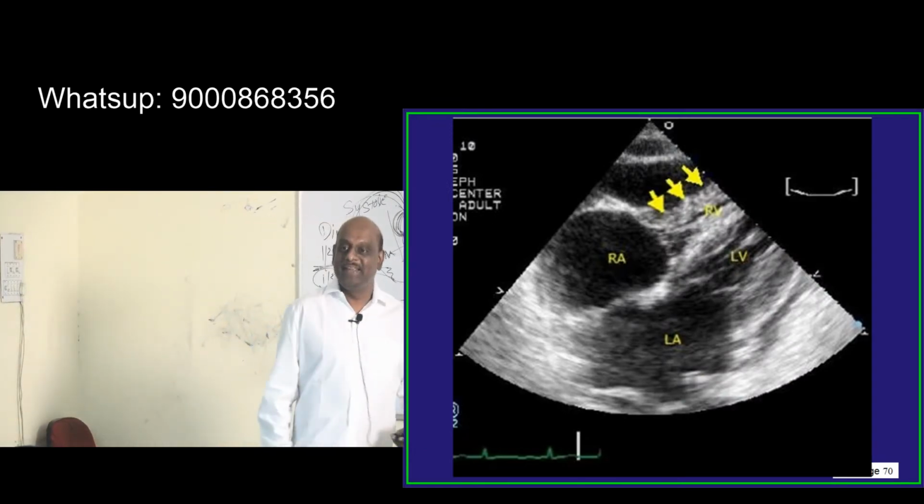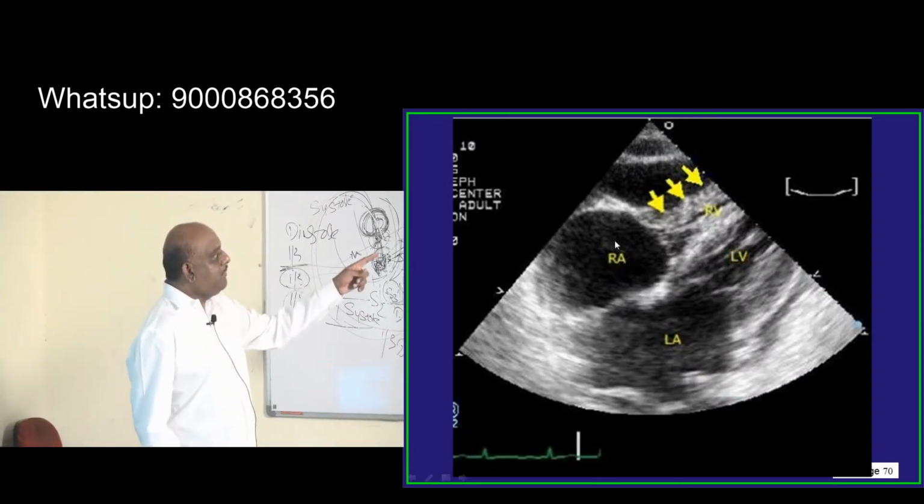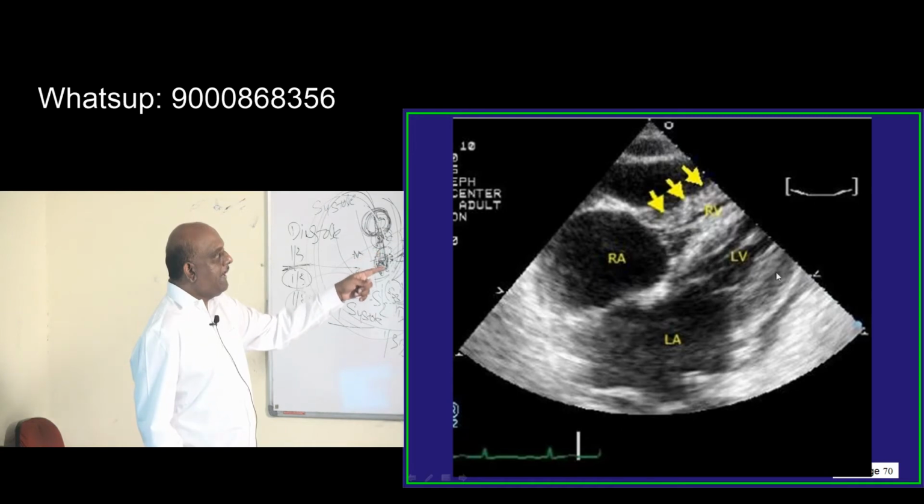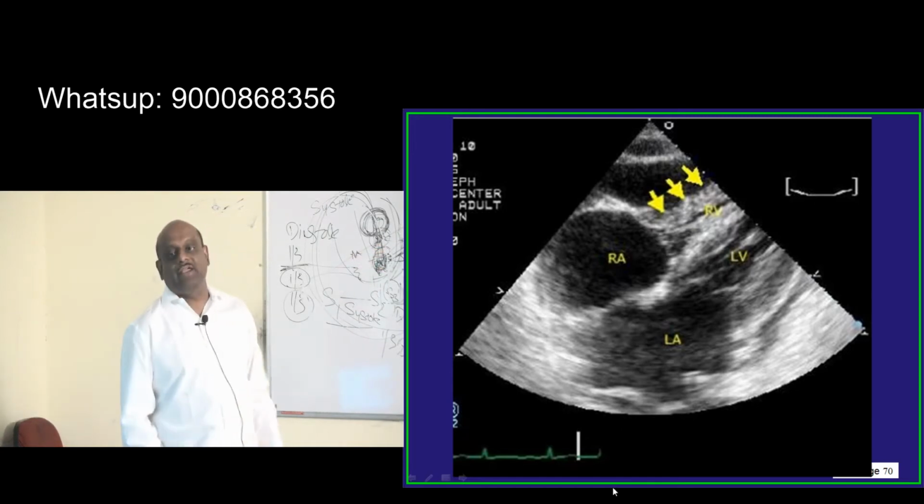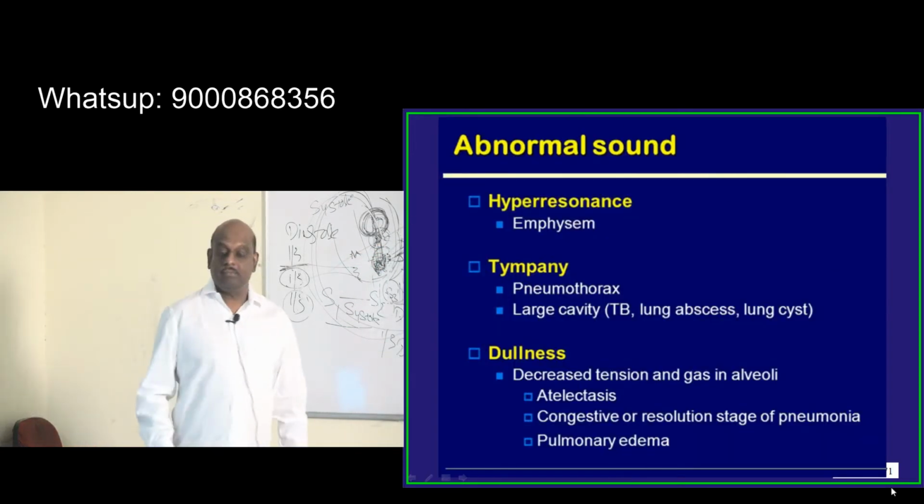Tension nahi hai. So this is a RA which is dilated and RV which got collapsed, and this is the LV LA, and this is the RV diastolic collapse.